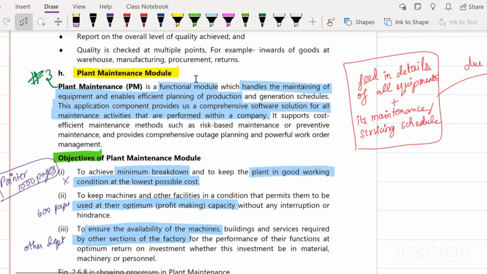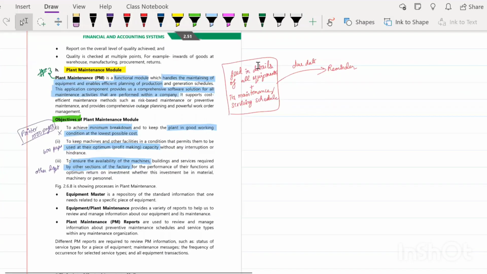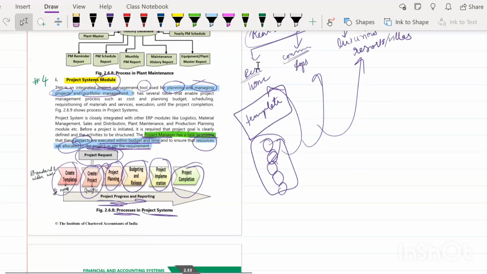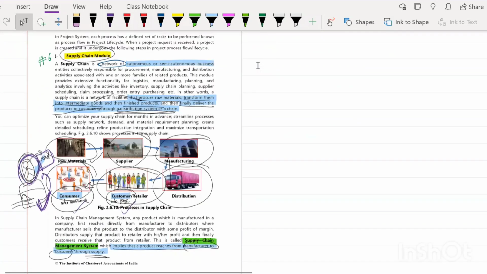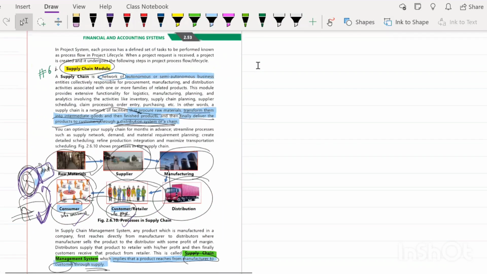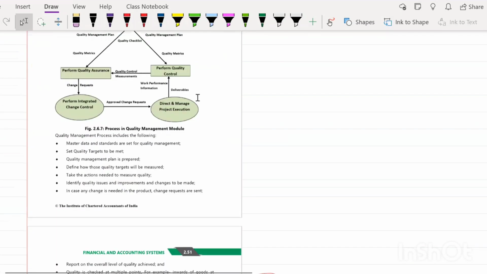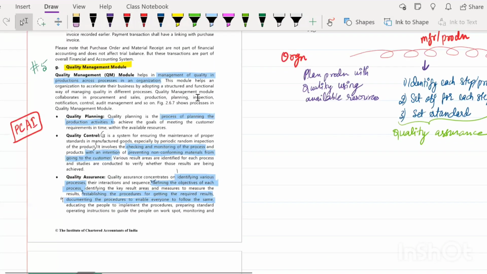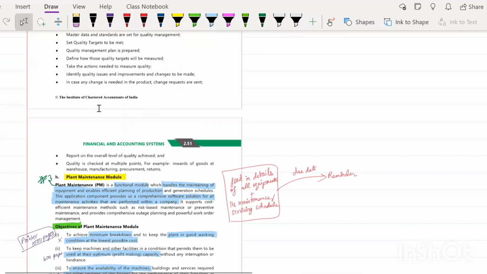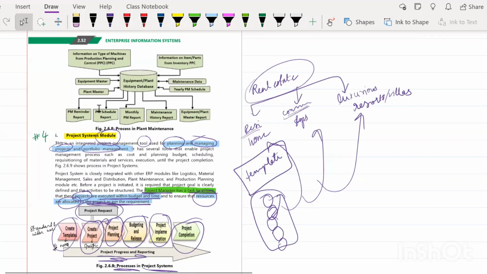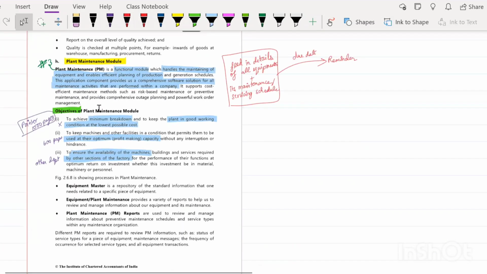Yes. So next is your plant maintenance module. But before I go into that, are these 3 modules clear? Any doubts until this? One is project system, next is supply chain, and the other one was customer relationship management. Any doubts? No others? Can I have your reply, please, if you're there?